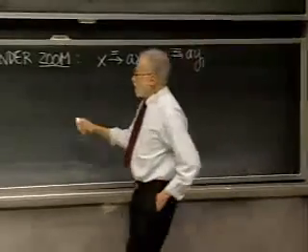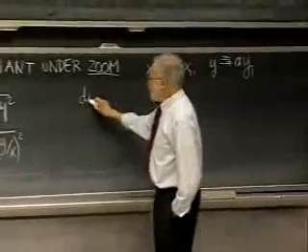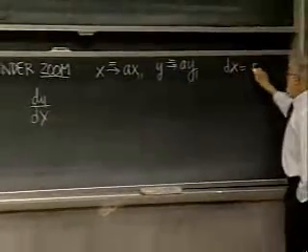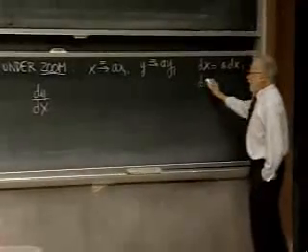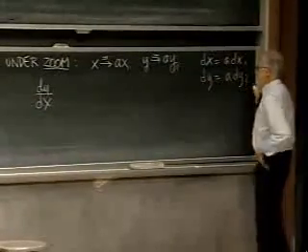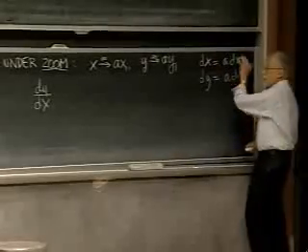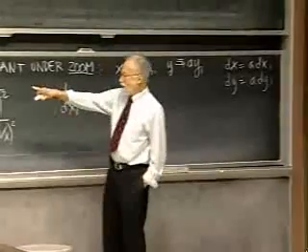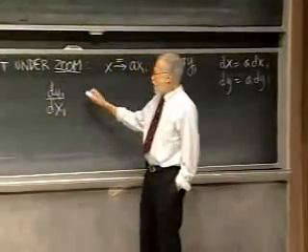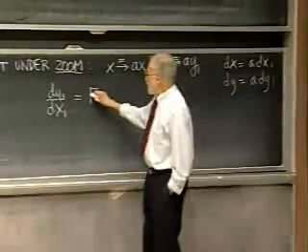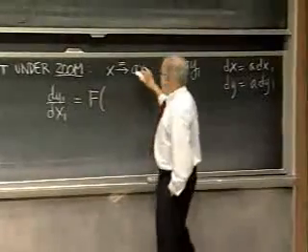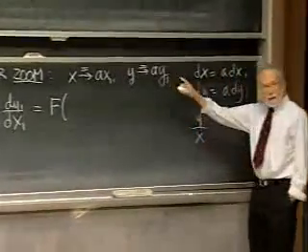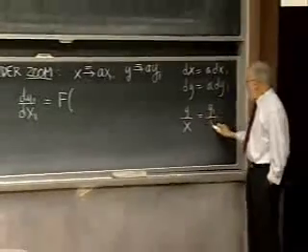Now, what happens to the equation? Well, what happens to dy over dx? dx is a dx1, dy is a dy1, and therefore the ratio dy by dx is the same as dy1 over dx1. So the left-hand side becomes dy1 over dx1, and the right-hand side becomes f of y over x, which is the same as y over y. Since I've scaled them equally, this is the same as y1 over x1.